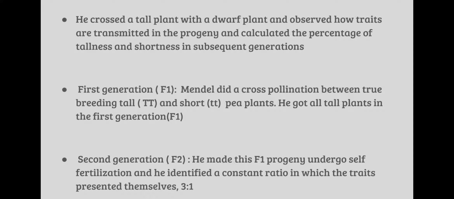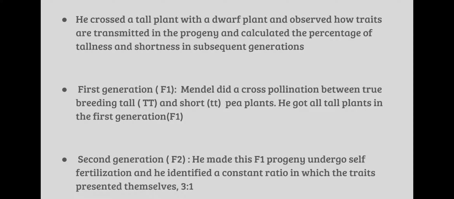So he crossed a tall plant with a dwarf plant and observed how traits are transmitted in the progeny. He also calculated the percentage of tallness or shortness in subsequent generations. In the first generation, the F1 or the first filial generation, Mendel did a cross pollination between the tall true breeding plant and the short true breeding pea plant. He got all pea plants in the first generation which were tall. So F1 yielded all tall progeny.